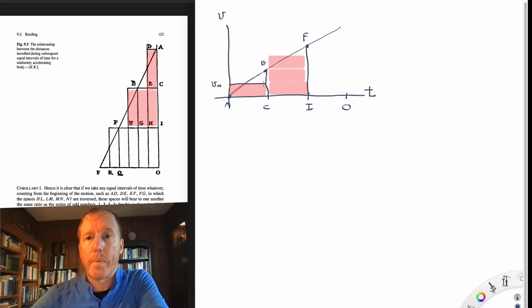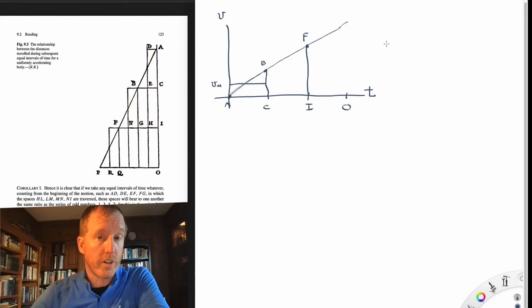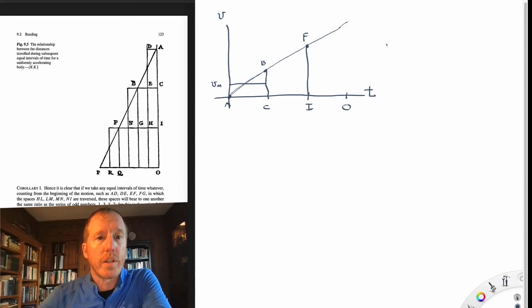So this would probably look more familiar to you as a speed versus time plot on a Cartesian set of coordinates. Of course, the Cartesian coordinate system hadn't really been invented yet, and so Galileo is using this diagram, but it looks an awful lot like a Cartesian coordinate system turned on its side. Okay.